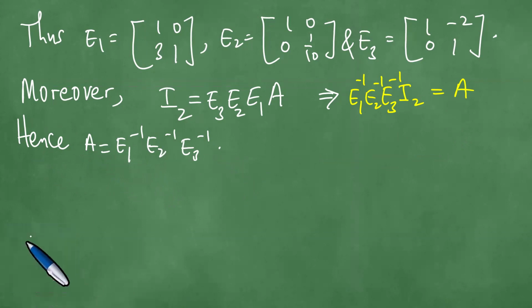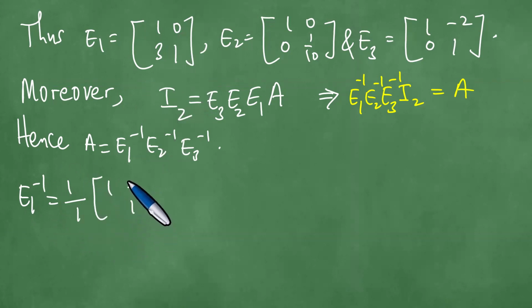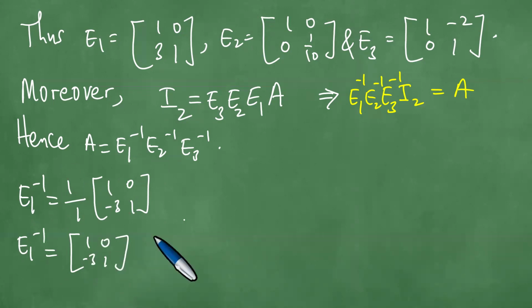All right, so what do we do? What we then do is proceed to obtain the inverses. In other words, we would need the inverse of the first elementary matrix, which is 1 over the determinant of E1, which is 1 by 1, which gives us exactly 1 minus 0. And this gives us 1 over 1, which is 1, and we have 0 minus 3, which means that E1 inverse is 1, 0, minus 3, 1.